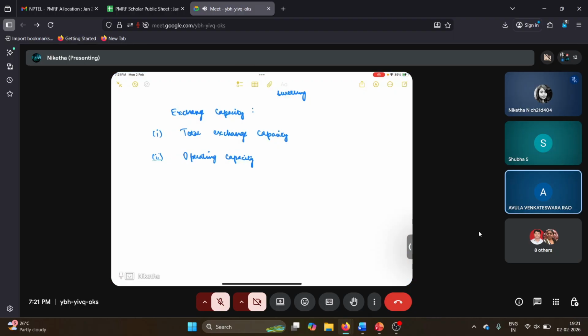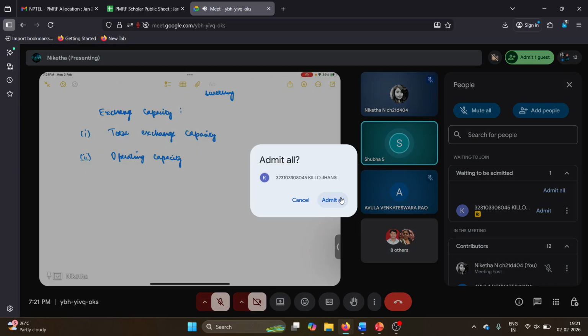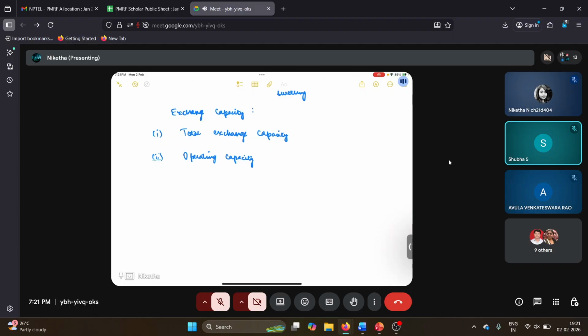Ma'am, in total exchange capacity, the total ions will be exchanged, and in operating capacity, some particular ions are exchanged. Mm, okay, some other answers? Total exchange capacity is the capacity of the resin for a unit volume. But operating capacity is the useful volume which can be exchanged. That is the difference.